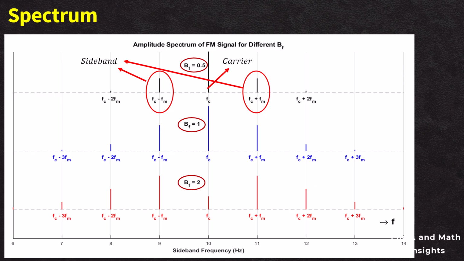This unique behavior, where the carrier amplitude varies with the modulation index β, is a key distinction between amplitude modulation and frequency modulation. It plays a crucial role in determining how the transmitted power is distributed across the frequency spectrum in frequency modulation systems. The amplitude spectrum of a frequency modulated signal is highly dependent on the value of β. Based on this, FM signals can be broadly classified into two types: the narrowband frequency modulated signal and the wideband frequency modulated signal.